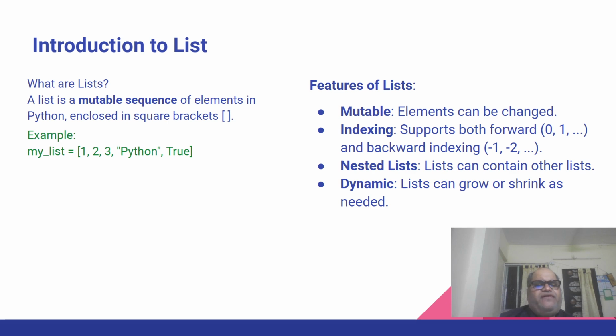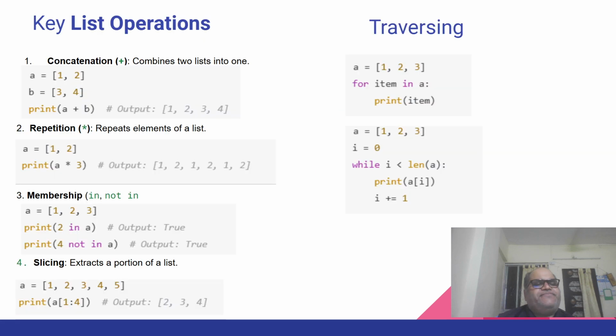So we just tried putting a formal definition around this, and we said that a list is a mutable sequence of elements enclosed in square brackets. Regarding features of list, it is mutable. Indexing is possible both ways. Nested lists are supported, and we can grow the list dynamically or shrink it dynamically.